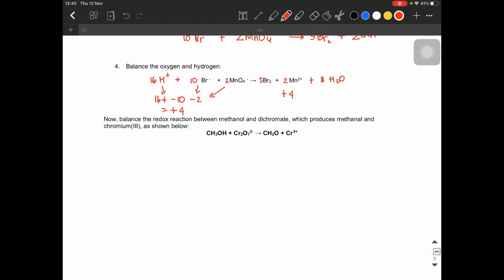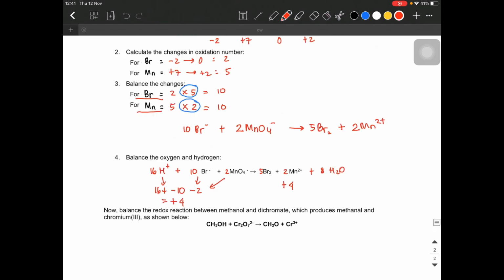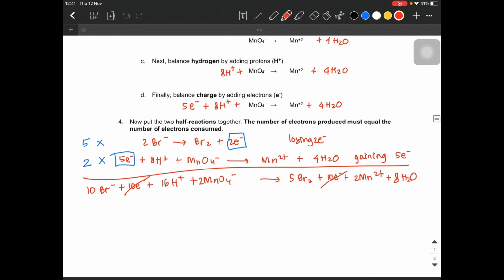So now let's work on the last question. You can choose to use the half equation method or the change in oxidation number method. Either method will give us the same result at the end.